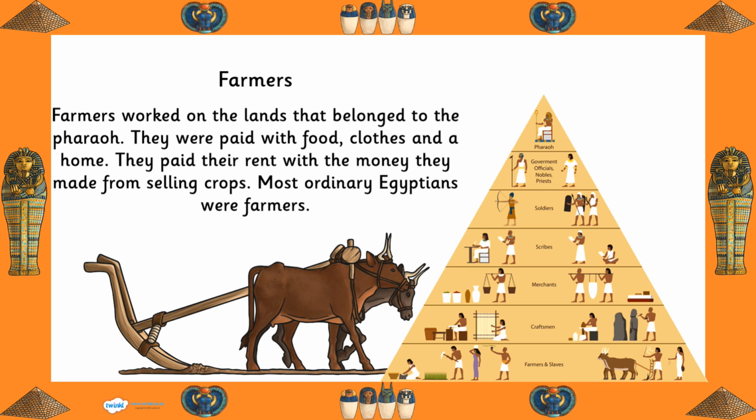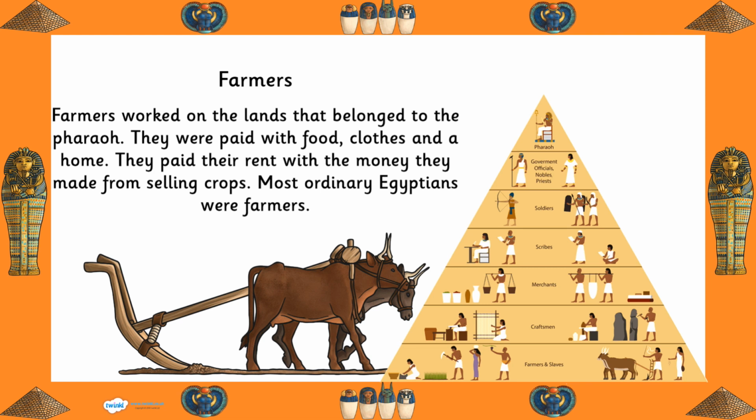Finally, we have farmers and slaves. Now, farmers worked on the lands that belonged to the pharaoh. They were paid with food, clothes and a home. And they paid their rent with the money that they made from selling crops. Most ordinary Egyptians were farmers. And that's why, at the bottom, that's why it's the biggest. Because most people were farmers. Just like most of us today would be sort of fairly near the bottom because we're just kind of ordinary people. That's what farming was. Farming was kind of seen as an ordinary job to do.